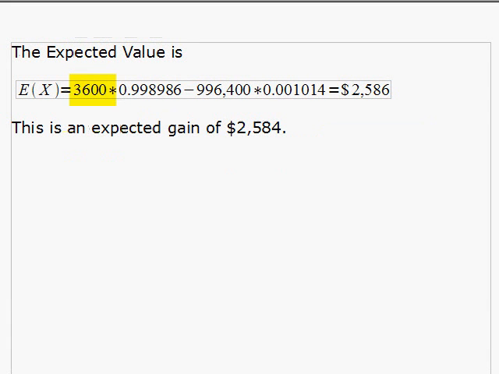So when we multiply 3,600 times 0.99, and then we subtract the almost $1 million multiplied by 0.001014, we find out that the expected value, the value to the insurance company, is about $2,500. Well, again, at least it's positive. If this is acceptable to the insurance company, then they'll probably sell the policy. If it's not acceptable, they can always raise that premium, and that will increase the expected value.